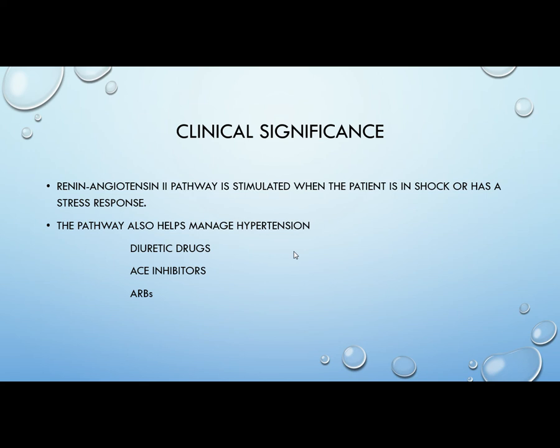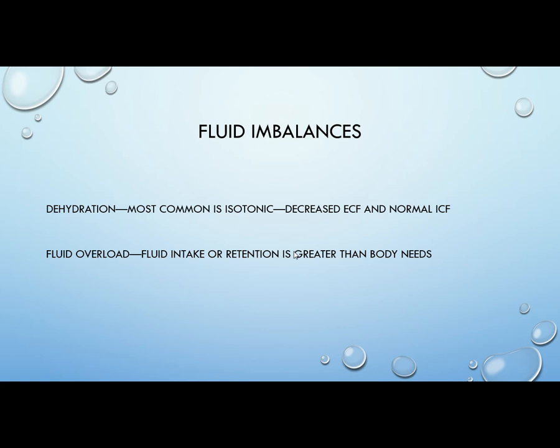Now, there are two forms of imbalances, right? Dehydration and fluid overload. Dehydration is your most common, and most commonly it is isotonic, where you have a decrease in both the extracellular fluid and the intercellular fluid, or the decreases in the extracellular fluid can be normal, okay? And the other one would be your fluid overload, where your fluid intake or retention is greater than what your body needs.